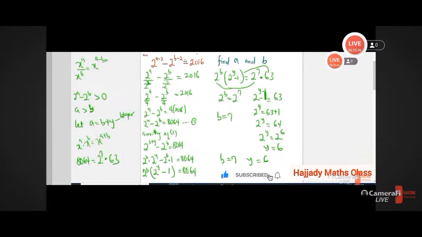From this, we have that a equals b plus y. So now, since a is equal to b plus y, a is now going to be 7 plus 6, and finally a equals 13. So in conclusion, I have that a is 13 and also b is 7.